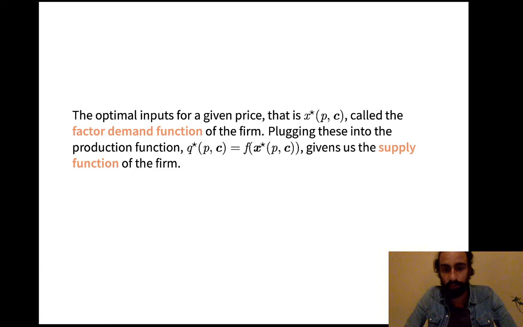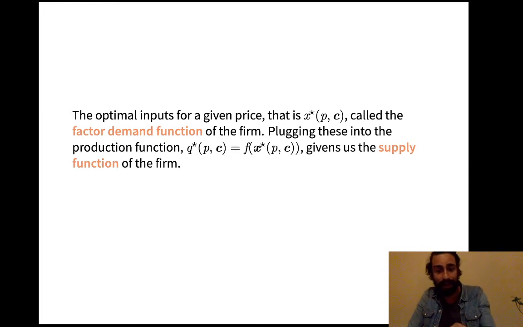So Q of P and C is the production when you're hiring the optimal amount of capital and labor, given a price and a cost vector, right? So this is a function. Q star is a function which tells you, given a price of an output and a cost vector for inputs, I'm going to do the optimal thing that maximizes profit. That optimal thing is given by this vector X star, which is an optimal amount of capital and an optimal amount of labor. X star is a vector of capital and labor.